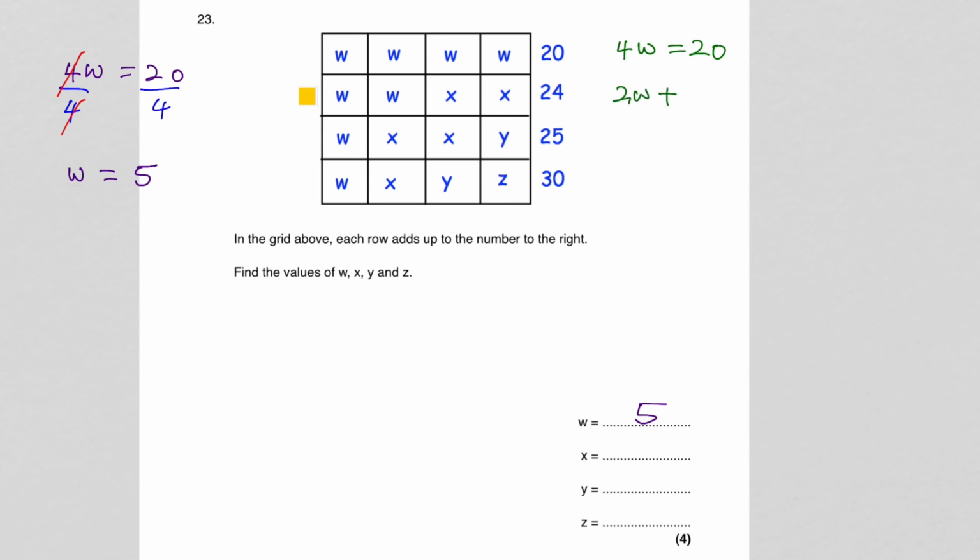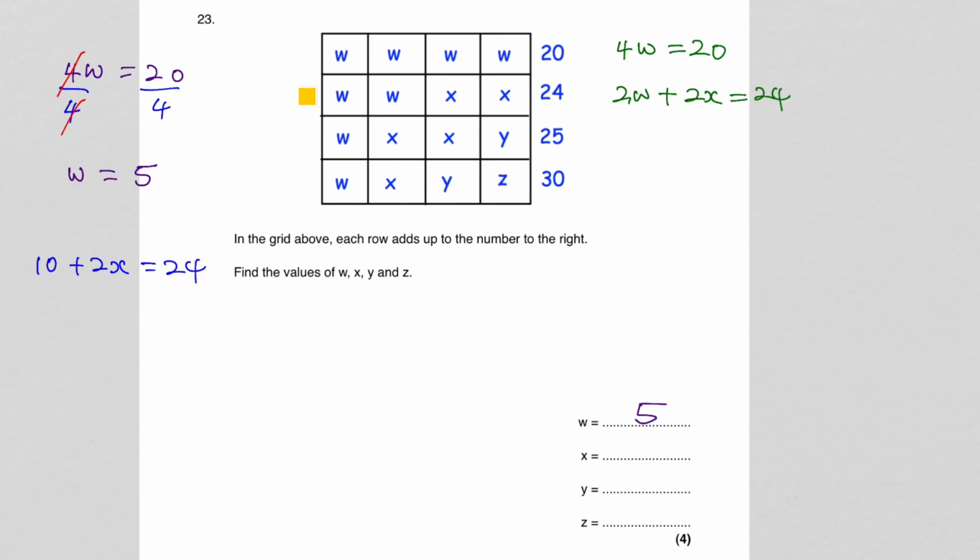Right, the next thing to do is 2w plus 2x equals 24. If that's the case, I know what w is. 2 times w is 10. So I have 10 plus 2x equals 24. Because w is 5, this is 5 times 2, that's 10, plus 2x equals 24. Now I need to collect like terms, and take plus 10, move it to the right, it will become minus 10.